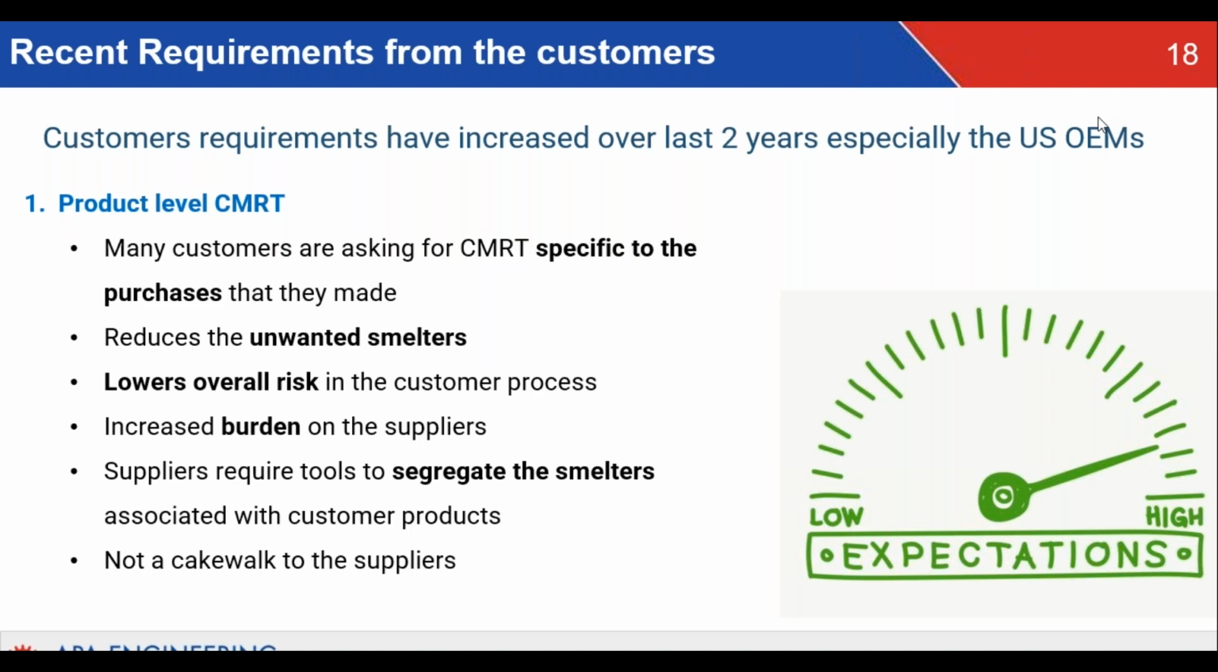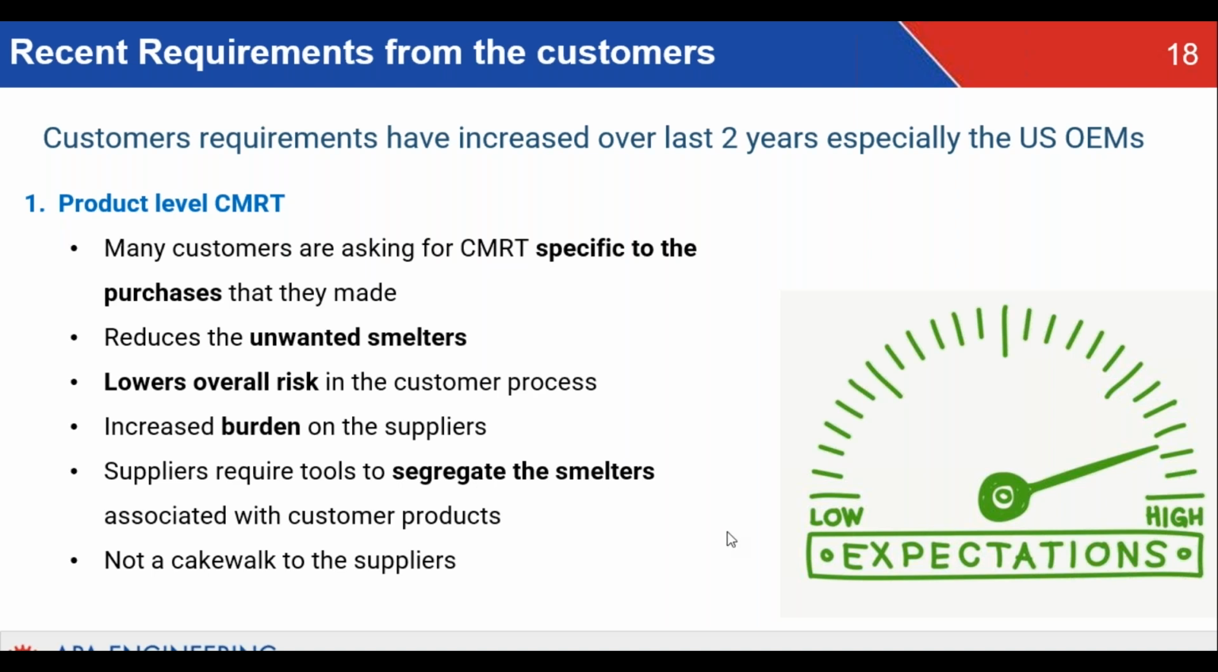Though this has advantages, we also see it has increased the burden on suppliers, because getting the company level declaration itself is a tedious task, and at product level there are a lot of intricacies involved for the suppliers as well. Because it is each product level, if you have 100 products or 30 products, the suppliers now have to give you 30 CMRTs, one for each product. This is a huge burden for them, and suppliers cannot do this manually. It's very painful, and they need some tools. So though we have seen this trend rise, we also see suppliers struggling to give product level CMRT over the last couple of years.